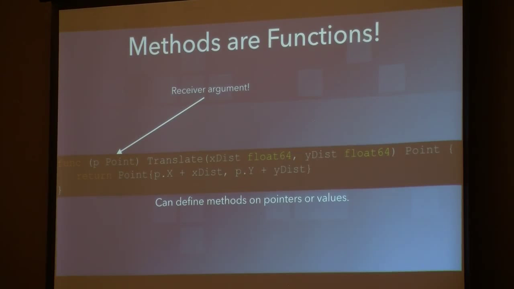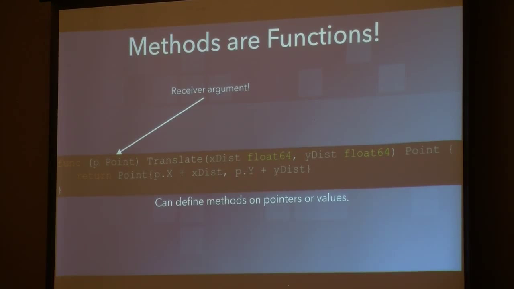You can define methods on pointers or values. So this one's defined on a value. So if I have an instance of a point and I call translate, what do you think happens to P inside the method? What is P? I remember pass by value, pass by reference. What does this end up being? Pass by value.